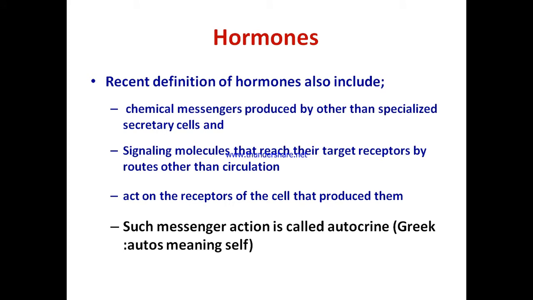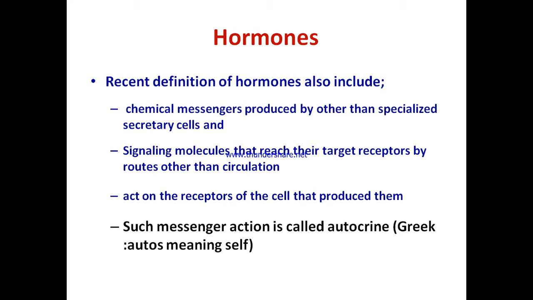Now, the definition of hormones has changed. The recent definition of hormones includes, in addition to the ones already included by the old definition, chemical messengers produced by cells other than specialized secretory cells. So they need not be produced by secretory cells. Any type of chemical that can act as a messenger is named a hormone. It also includes signaling molecules that reach their target receptors by routes other than circulation. So the hormones can reach their target cells not only through blood but also through interstitial fluid or through neurons.